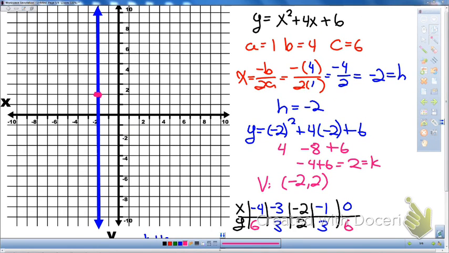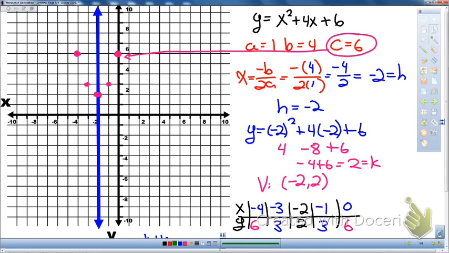Now that our table of values is complete, we can plot our points and graph. -1, 3. -3, 3, symmetrical on either side of our axis of symmetry. 0, 6. -4, 6, again symmetrical on either side of our axis of symmetry. Also remember, c is 6. C is the y-intercept. It's another point to make our graph even better and help us go faster.